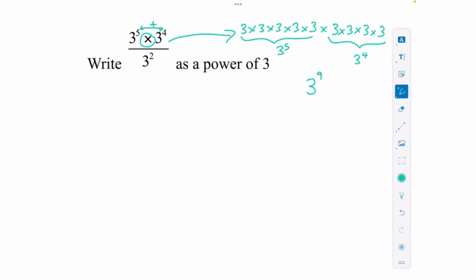So that numerator, the top of that fraction, becomes 3 to the power of 9 divided by 3 to the power of 2. And when we divide, we take away the powers. So 3 to the power of 7 would be our overall answer.